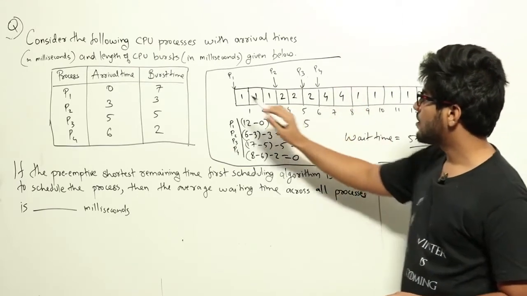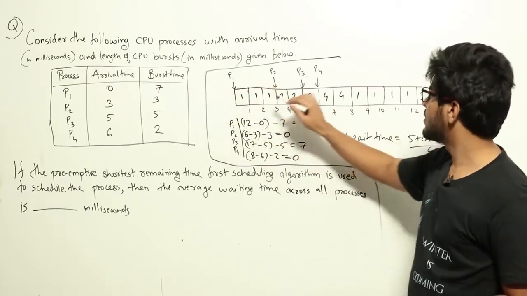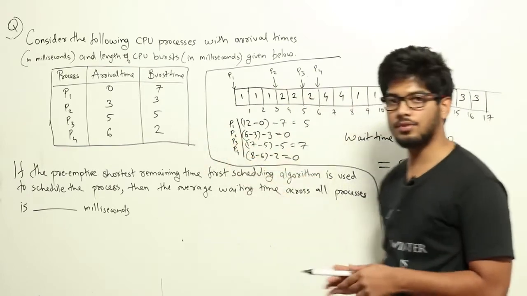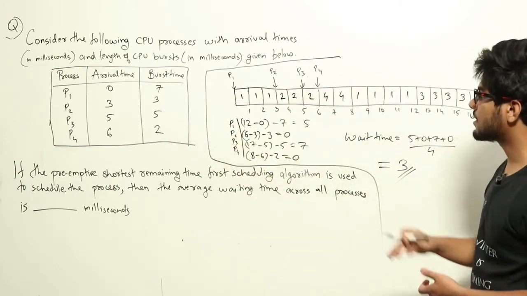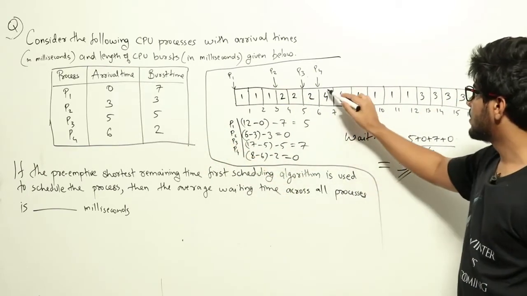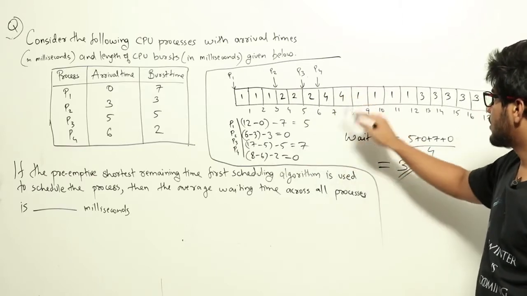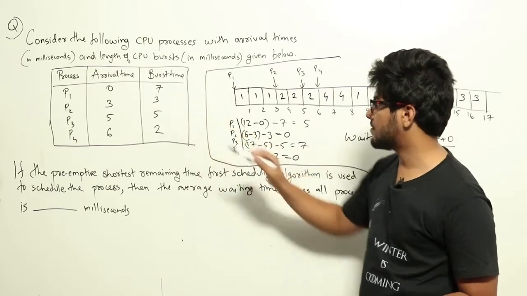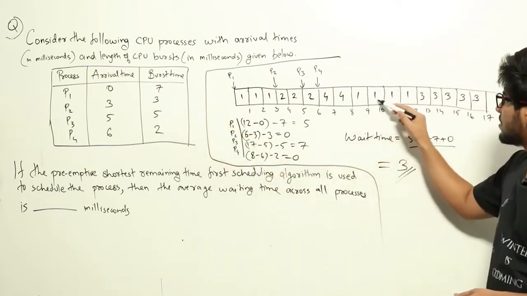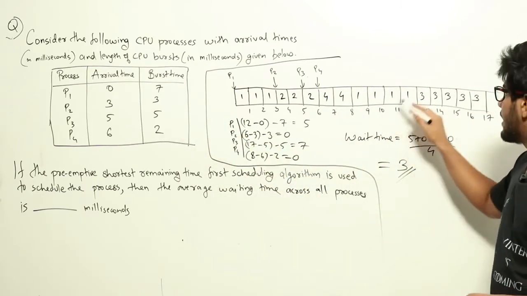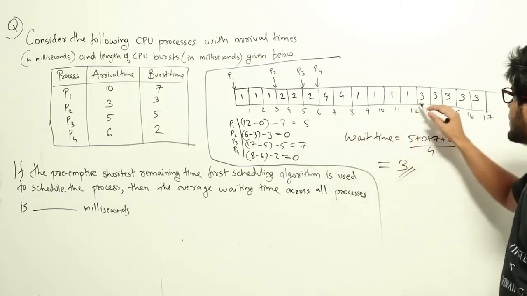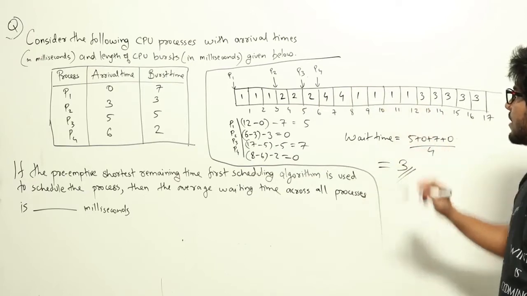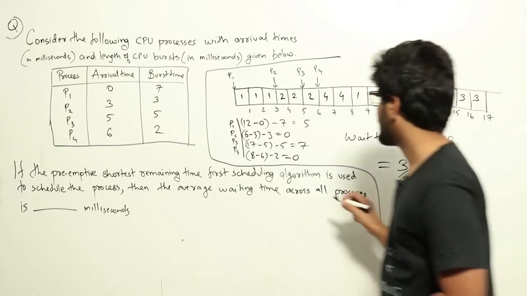So we have 4 milliseconds remaining in P1, 5 milliseconds remaining in P3, and 2 milliseconds remaining in P4. So the shortest remaining time first algorithm will choose P4 now. P4 will run for 2 time quantum and then it is over. From the rest, P1 has 4, P3 has 5. So P1 will be chosen. P1 will run for 4 more time quantum and P1 will be over, and then P3 will run for 5 more time quantum. So we'll find out the average wait time.